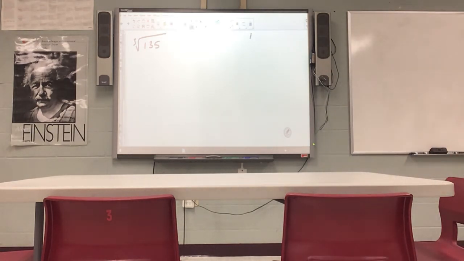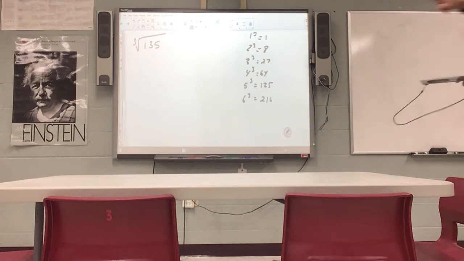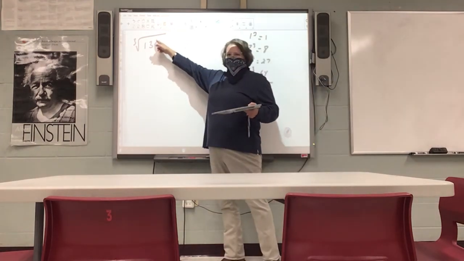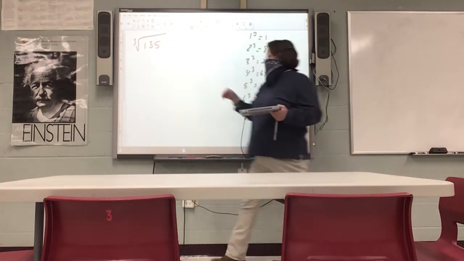I don't know them as good as I do the squares. 1 cubed is 1, 2 cubed is 8, 3 cubed is 27, 4 cubed is 64, 5 cubed is 125, 6 cubed we've seen is 216. So that list is long enough to get 135. So now we go to the biggest one that's smaller than it and start seeing if they'll go evenly.